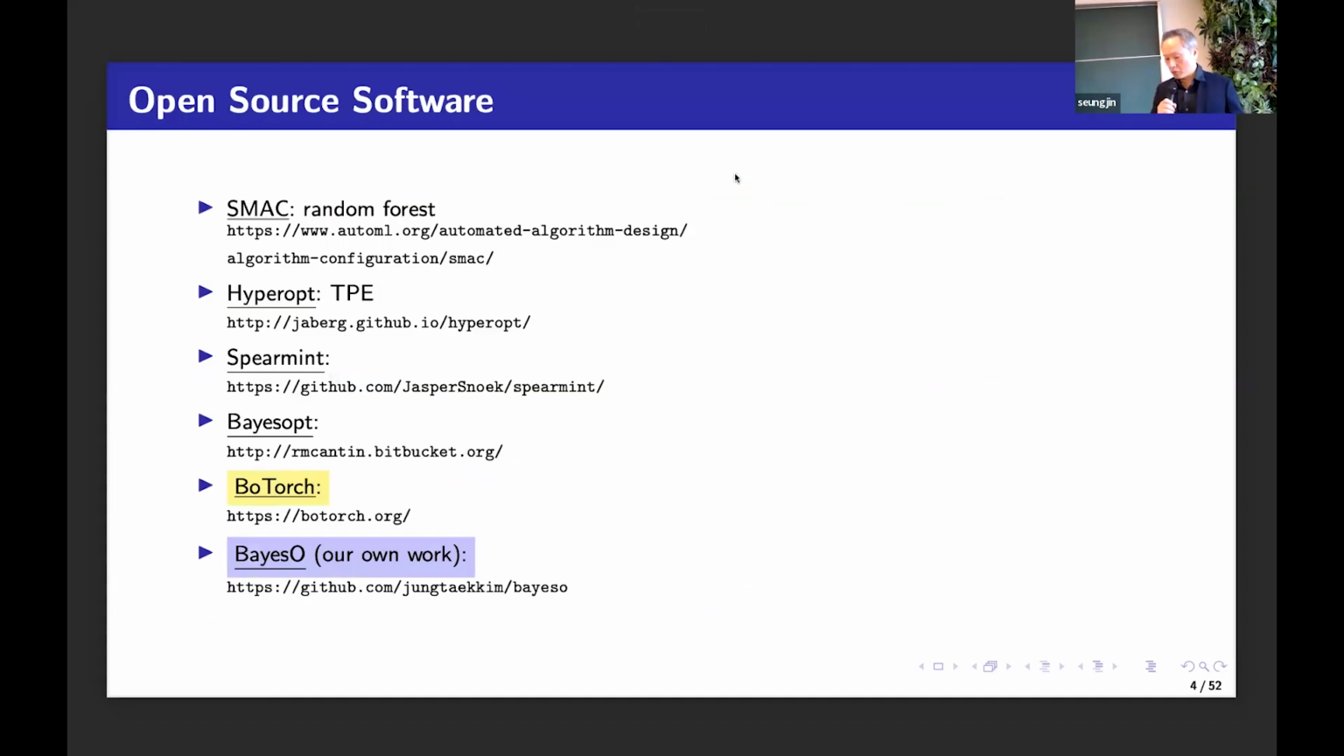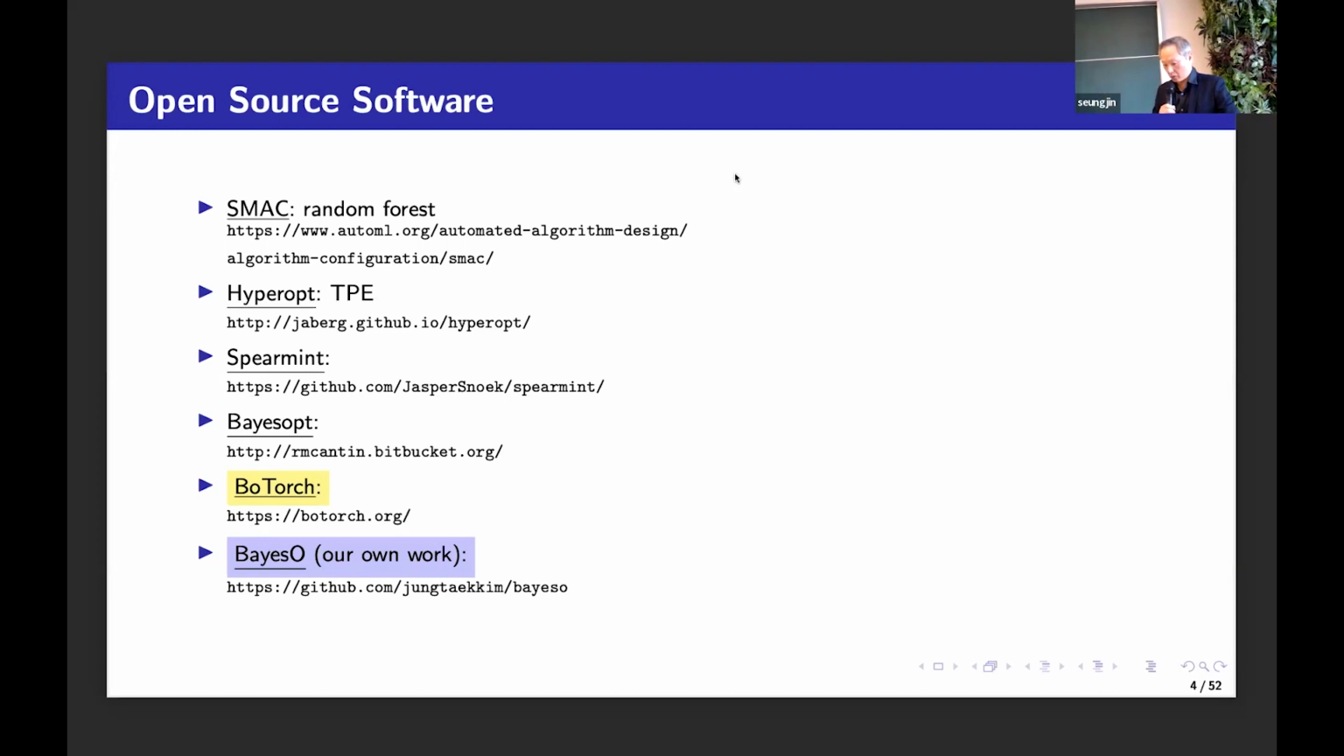So there are a bunch of open source software packages available, and the first four are rather old. These days, Meta developed a nice Python software known as PyTorch. The highlighted one is the most popular, because it's developed by Meta.